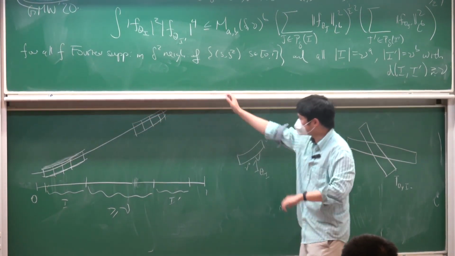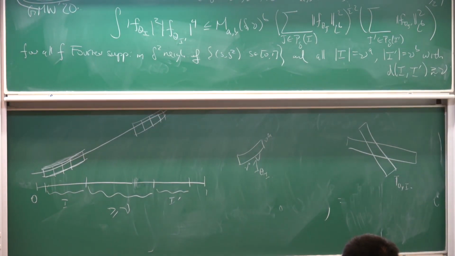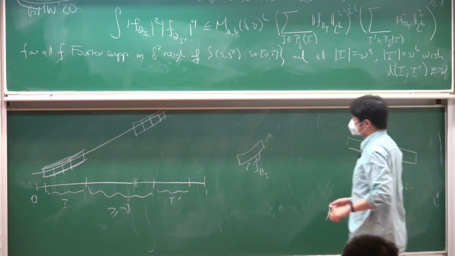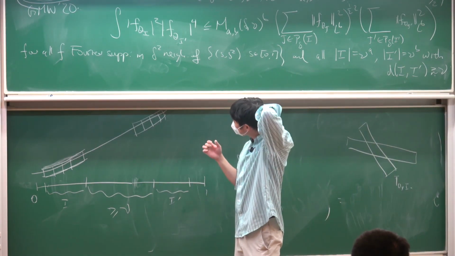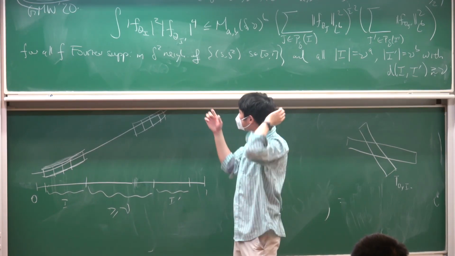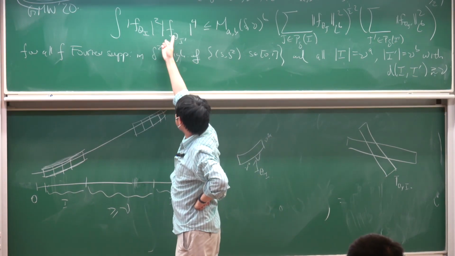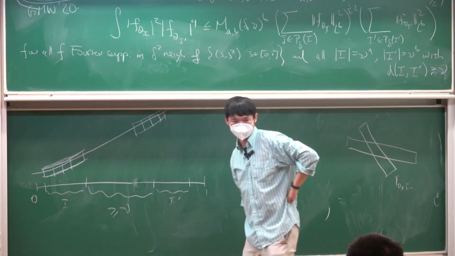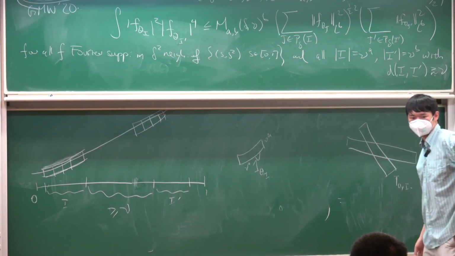But basically, you have a bilinear decoupling to take advantage that there's going to be more cancellation, interacting between these theta I and theta I primes.